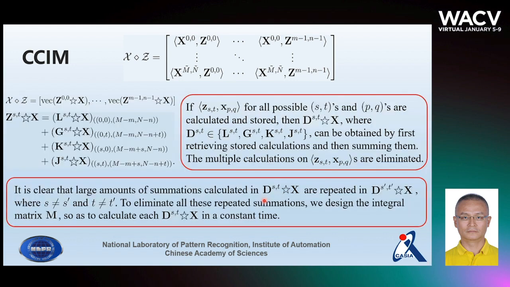The redundant calculations come from two sources. One is the dot products. If all dot products are calculated and stored in advance, each of the 4 items can be obtained by first retrieving the stored calculations and then summing them. This way, the redundancy in the dot products is removed. The other source of the redundancy is the summation. We design the integral matrix to eliminate the redundancy.